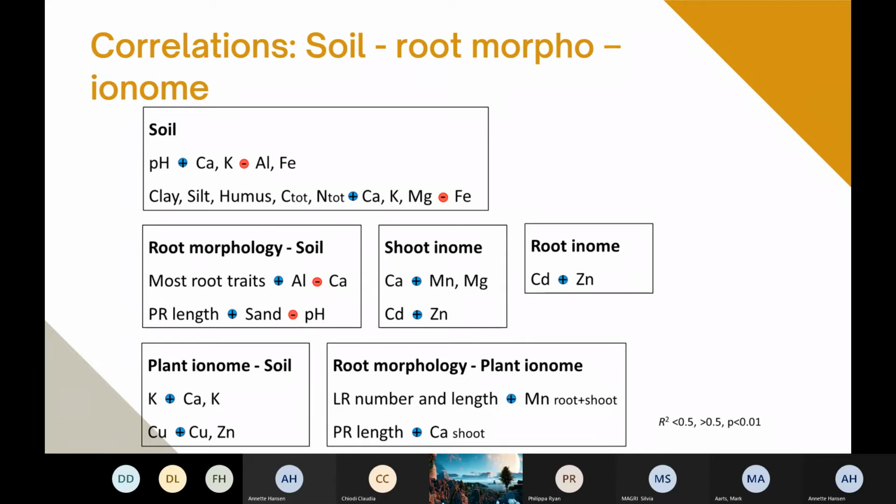Similarly, in the shoot ionome and the root ionome, we really had a broad picture that there's a good correlation, positively or negatively, of the soil mineral profile and the morphological traits, which is an interesting thing for us to look at in more detail.